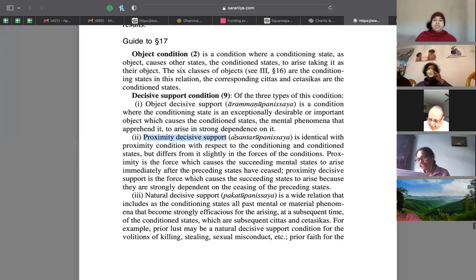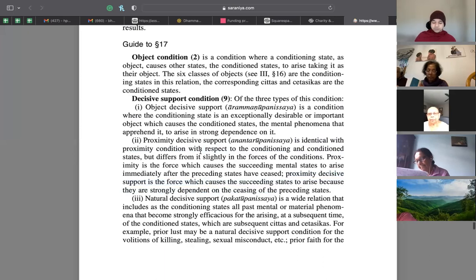Proximity decisive support, Anantara Upanissaya, is identical with the proximity condition with respect to the conditioning and the conditioned state, but differs slightly in the forces of the conditions. Proximity is a force which causes the succeeding mental states to arise immediately after the preceding states have ceased. Proximity decisive support is a force which causes the succeeding states to arise because they are strongly dependent on the ceasing of the preceding states.